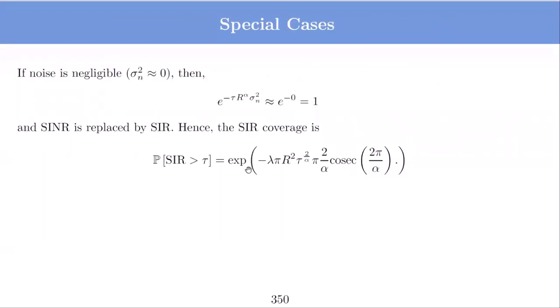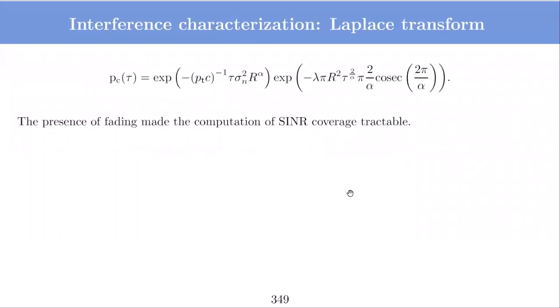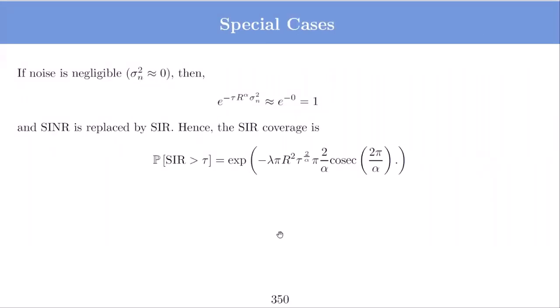So probability of coverage is given by exponential minus lambda pi r square times 2 pi alpha cosec 2 pi alpha. Now you can notice that this is independent of transmit power. Why? Because if you increase the transmit power of every base station, every transmitter, then the interference would increase in the same way as the signal power, right? So they will actually cancel each other, right? But when the noise is present, the transmit power can help a little bit because it can help counter the noise, right? But when the noise is zero, you can put the transmit power anywhere and it will give you the same performance.